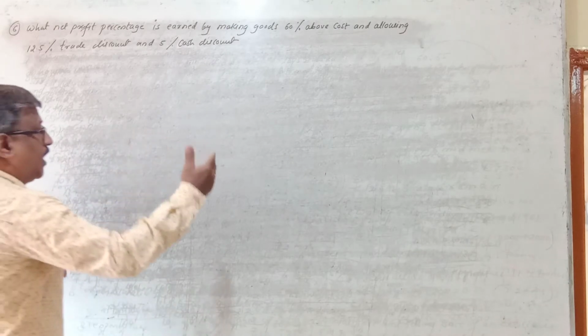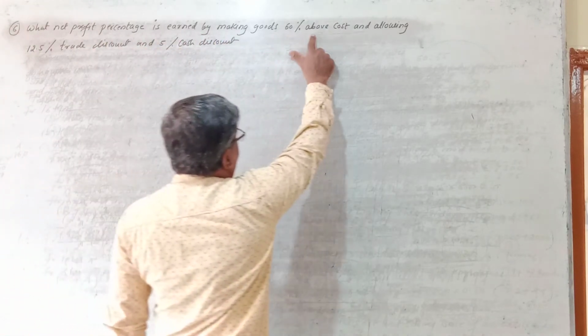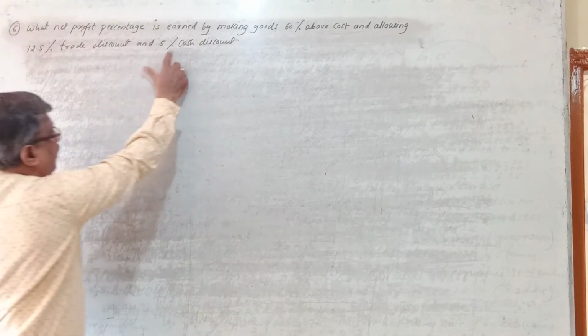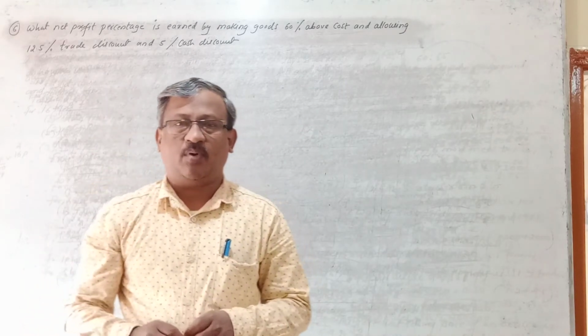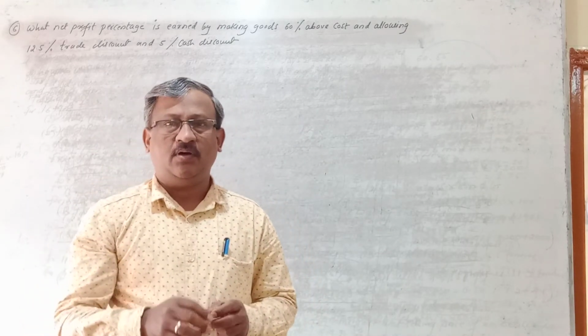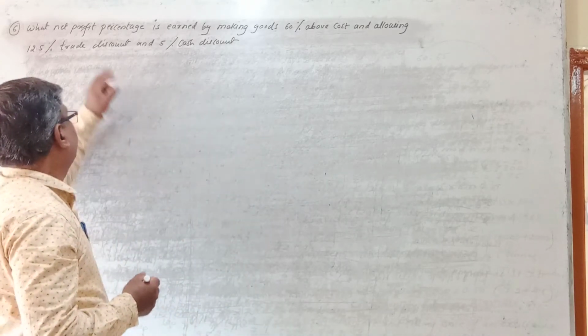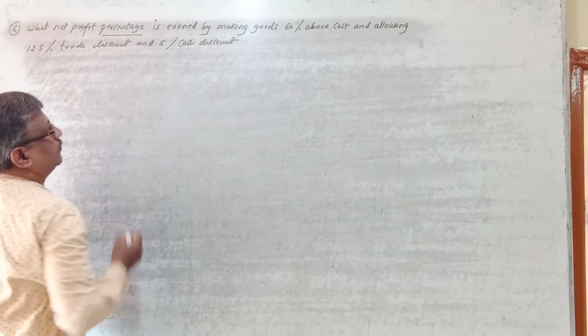Again same type of sum I have taken here. Question is, what net profit percentage is earned by making goods 60% above cost and allowing 12.5% trade discount and 5% cash discount. So same type of problem we have done in the previous class. So here they have asked to calculate what is the percentage of profit, right?